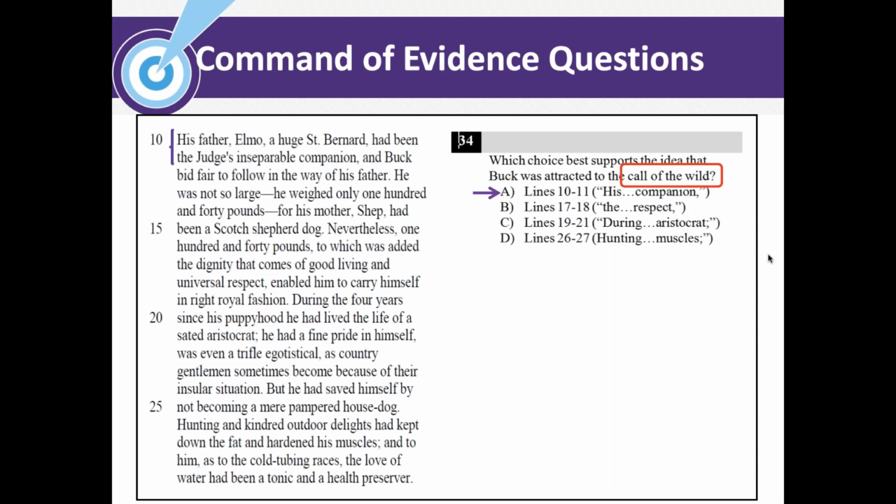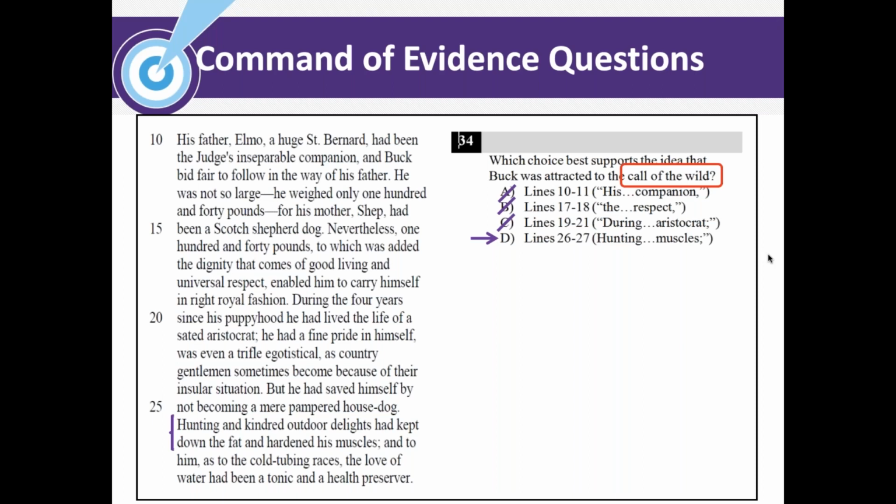Same thing, I'll go back to lines 10 through 11. It talks about his father, so that probably doesn't have anything to do with it. I'll get rid of it. Lines 17 through 18 are talking about good living. That probably doesn't have anything to do with a call of the wild, of living outdoors. So I'll get rid of that. I've got my other answer choice again that we just looked at about good living, the life of an aristocrat, probably not the call of the wild. And so now I'm left with answer choice D.